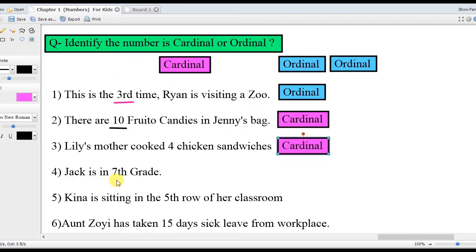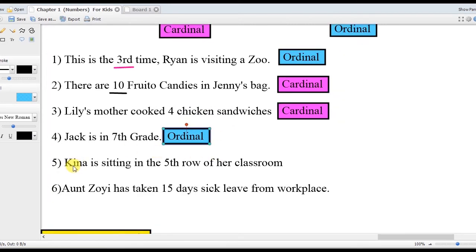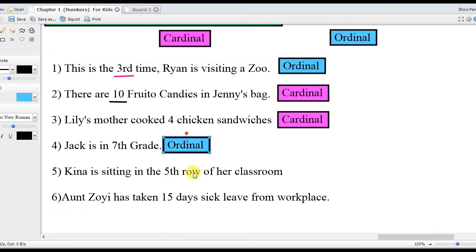Next, Jack is in the 7th grade, right? So Jack is now in the 7th grade. So this is an ordinal number. Okay, Kina is sitting in the 5th row of her classroom. So over here, 5th row. So this is representing an order, position of something. Remember? So this is an ordinal number.